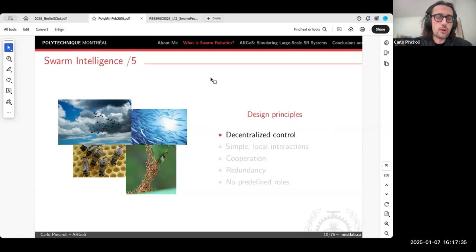One is the fact that we always want to talk about decentralized control when we want to take inspiration from social insects. The second one is that we want simple and local interactions, and that affects our tools because it's all about communication. And typically the volumes of communication are not so simple to characterize. Have you talked about stigmergy, for example, in your course?